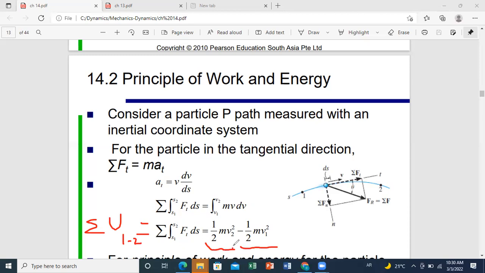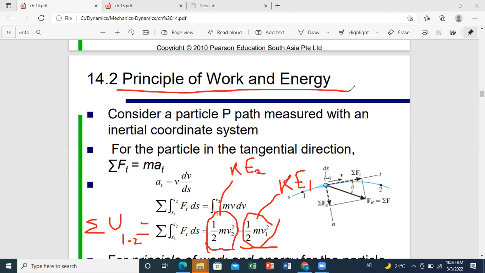And we know that the kinetic energy is given by half mv squared. So this will represent the kinetic energy at state 2. And this is the kinetic energy at state 1. This is what we call the principle of work and energy, because this principle is relating the sum of work of forces done on my system to the variation of kinetic energy in the system.